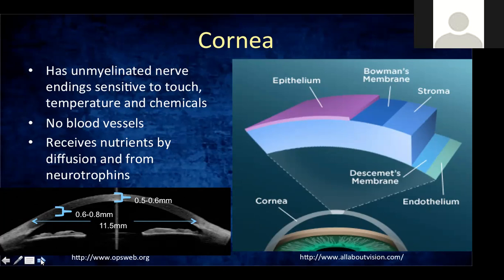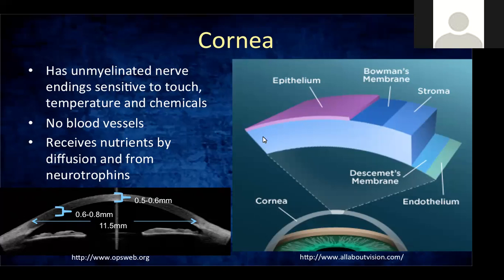Typically, your books will describe 5 layers of the cornea. You remember that by remembering A, B, C, D, and E. A is your anterior epithelium, B is your Bowman's membrane, C is your corneal stroma, D is your Descemet's membrane, and E is your endothelium. So A, B, C, D, E.